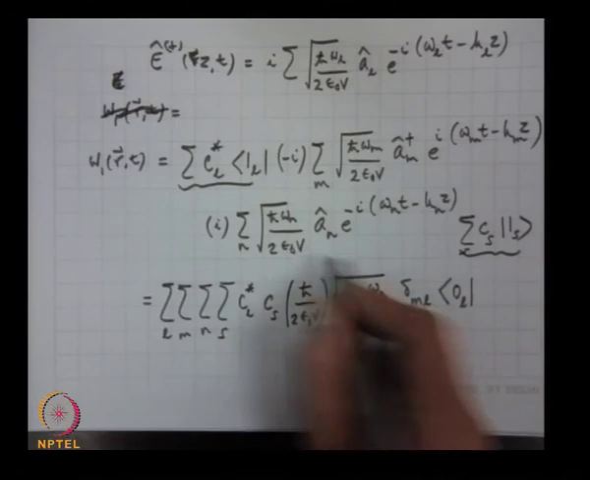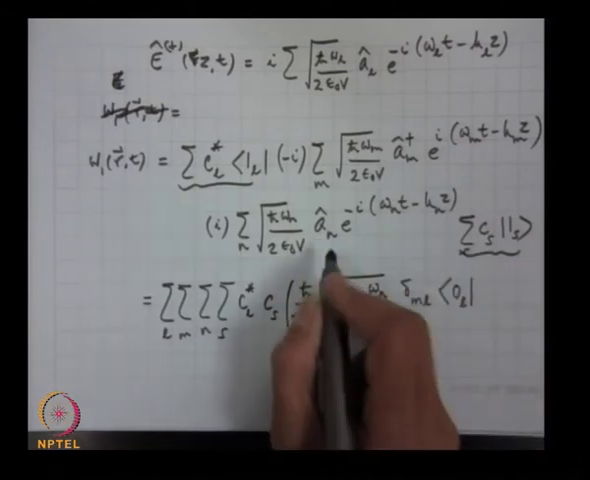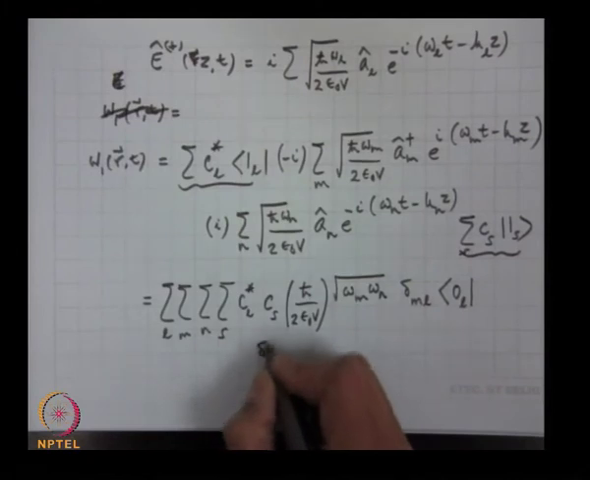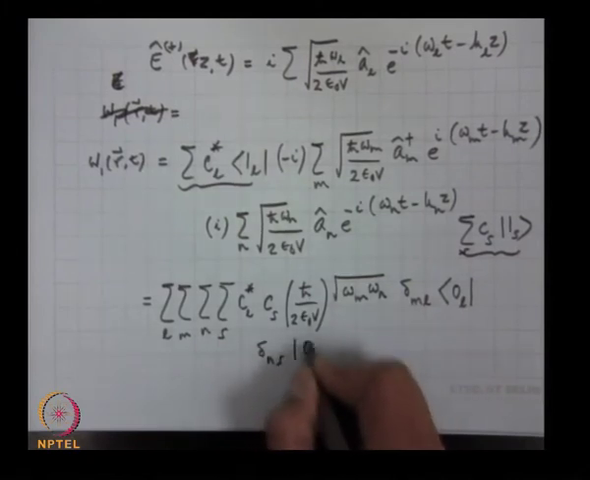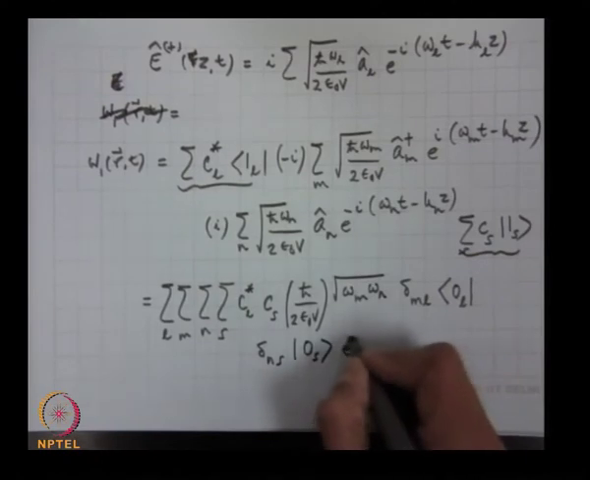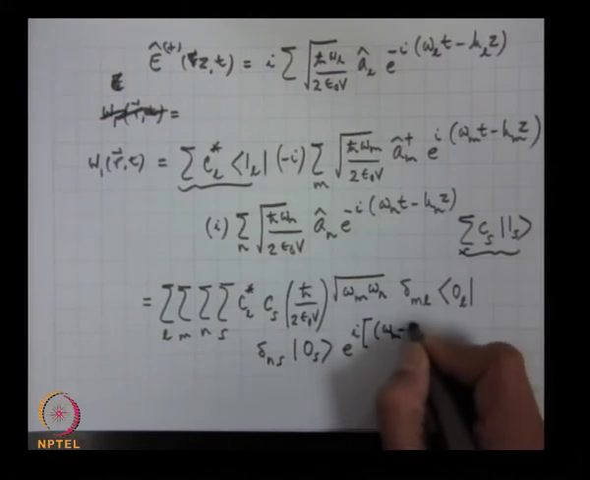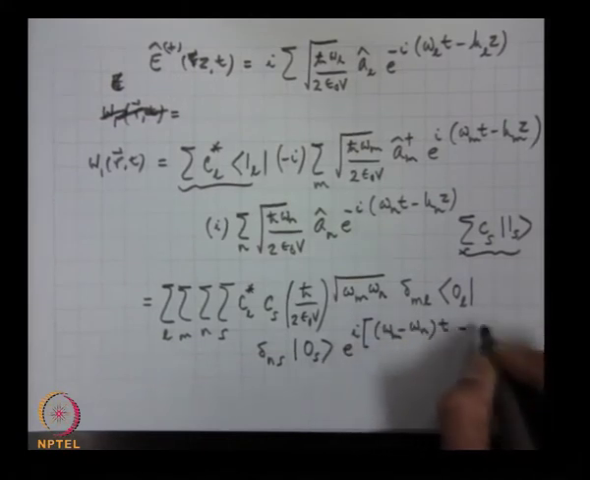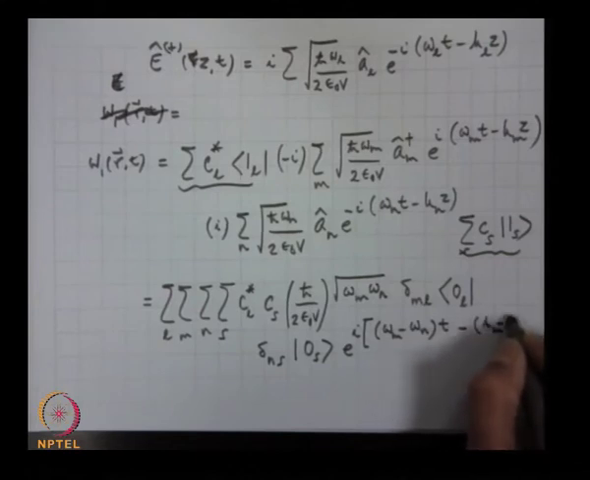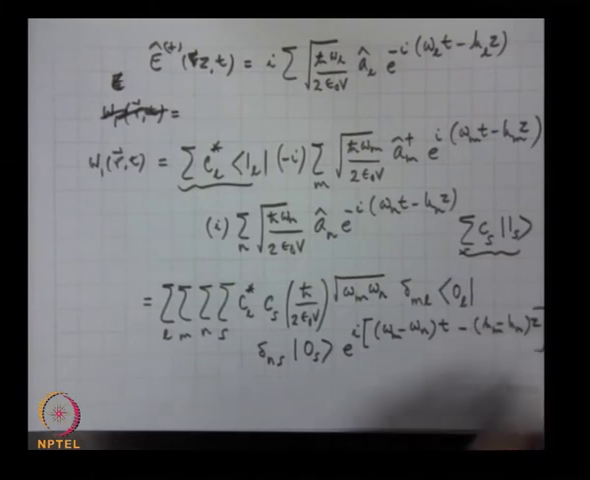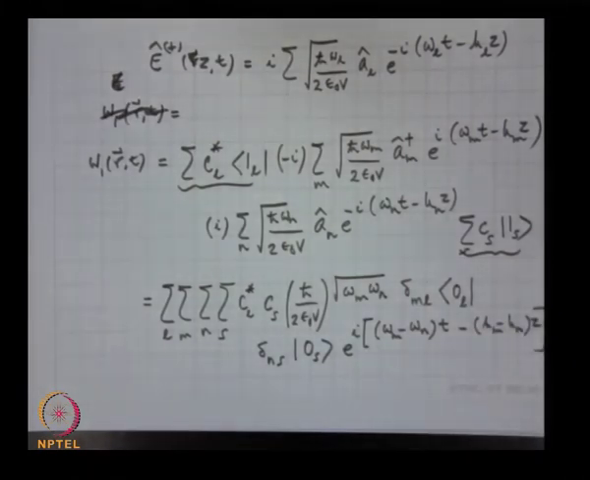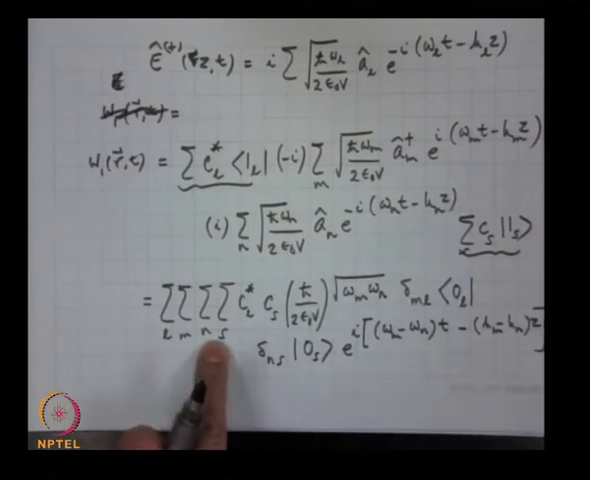So I have the two exponentials which I have, right? a_n operating on |1_s⟩ gives me delta_ns |0_s⟩ into exponential i(omega_m minus omega_n)t minus (k_m minus k_n)z. It looks big, but it will get simplified very quickly. Just keep watching. Okay. So now I have delta_ml, so this sum over m becomes a single sum, and delta_ns, so this also becomes a single sum. So what do I get?